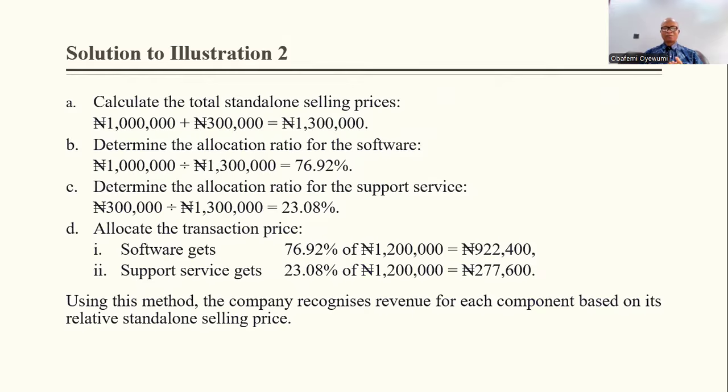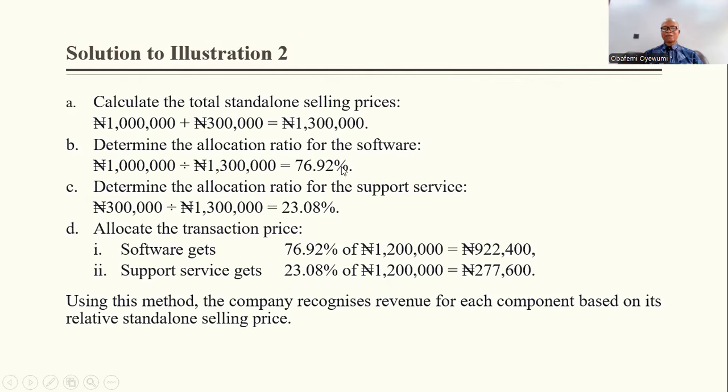The first thing you have to do is calculate the total standalone selling prices. One will cost 1 million, another one will cost 300,000. So the total will be 1,300,000. Determine the allocation ratio for the software. How do you determine it? You use the standalone price over the total of the standalone prices for the two items. By the time you do that, you arrive at 76.92%. You do the same thing for the support service and you get 23.08%.